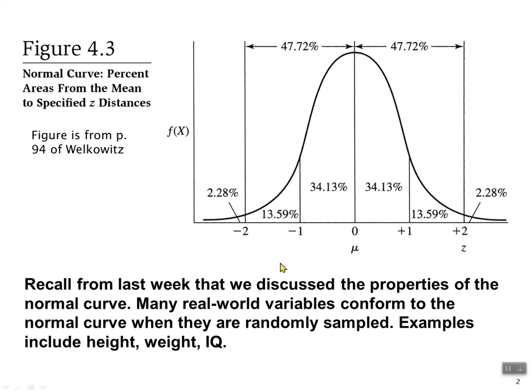Now, a couple of things to point out here. The Greek letter mu, that's this right here. Greek letter mu stands for the population mean. Often we don't know what the population mean is. You also see the number 0.